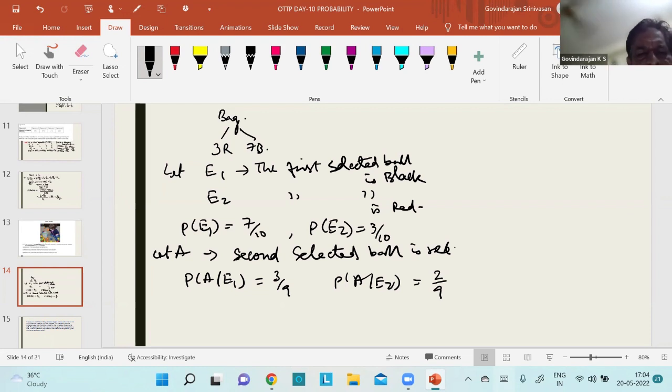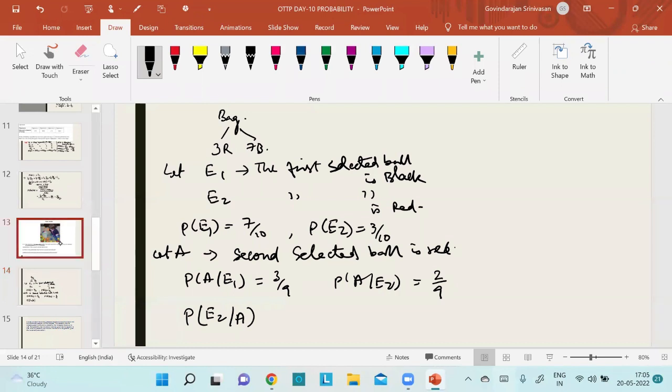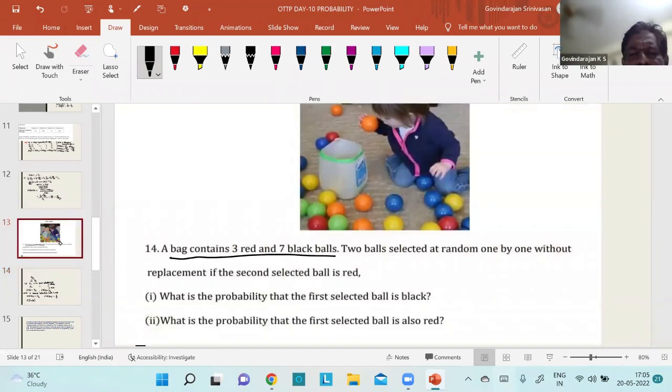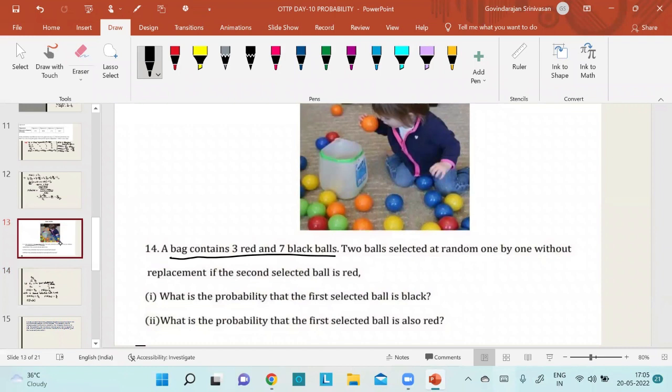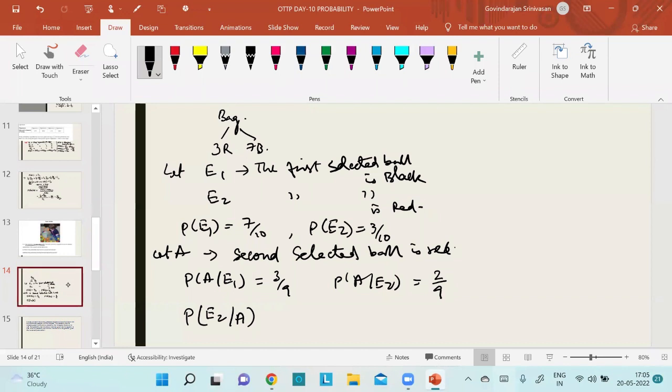So the question is, both the balls are selected. What is the probability that the first ball selected is black color? Sorry, the first selected is black color means E1 given A. What is the probability of E1 given A?